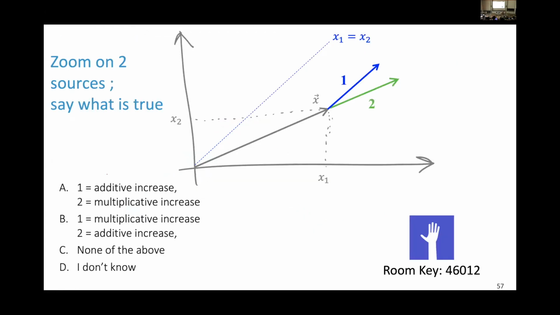So let's have the same diagram. Here I'm proposing 2 moves. At this point, if I have this vector x, I can take 2 moves. One is the blue arrow number 1. One is the green arrow number 2. One of them is additive increase. One of them is multiplicative increase. And I'm asking you which one is which.